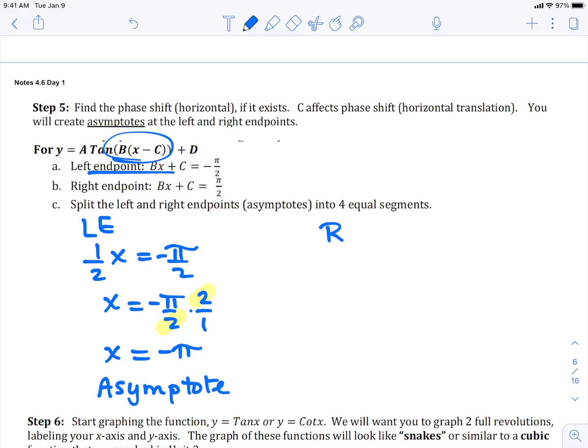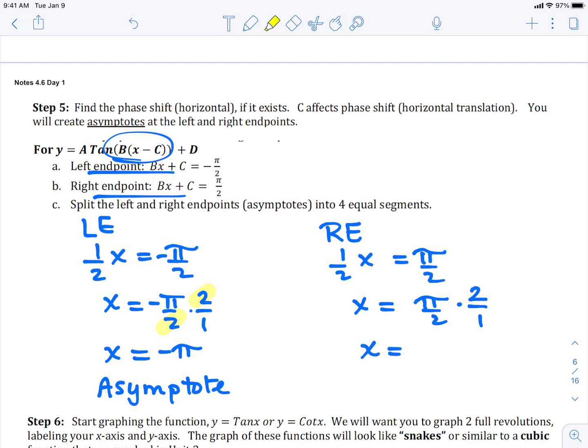To find our right endpoint or asymptote, we set that same 1/2 x, but now equal to pi over 2. We're going to multiply both sides by the reciprocal of 1/2, which is 2/1, to undo that 1/2 on the left. Now we simplify, so we're going to cancel the common factor of 2 again, and then multiply across. So our other asymptote will be at pi.